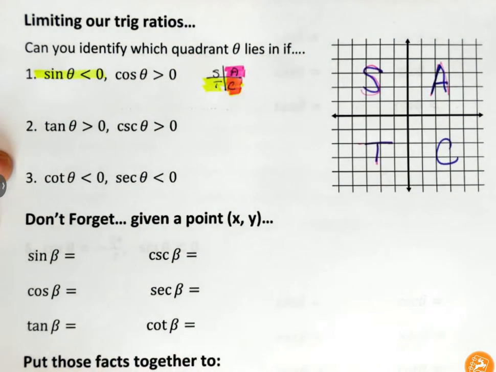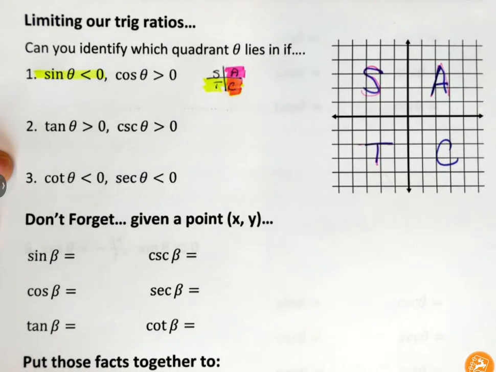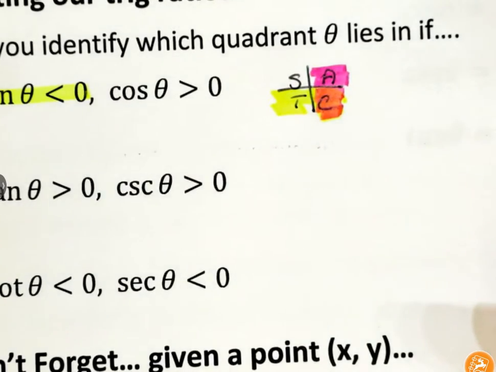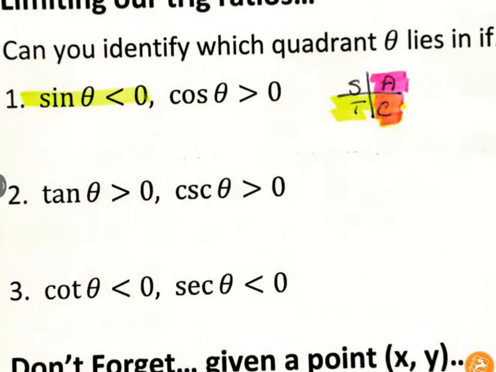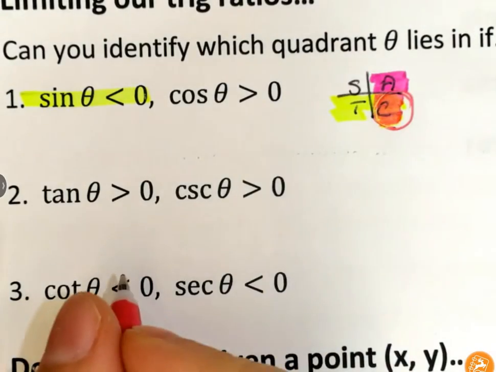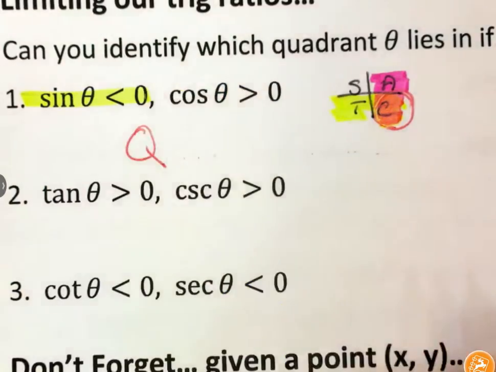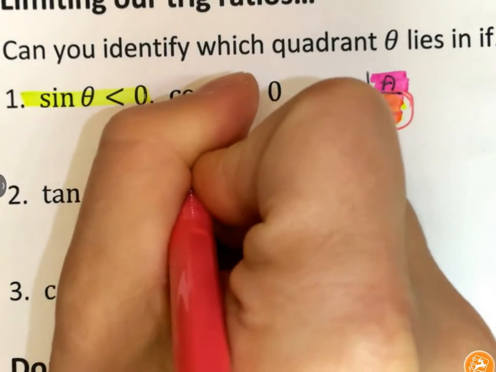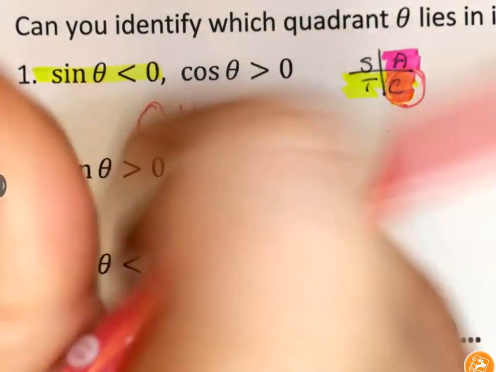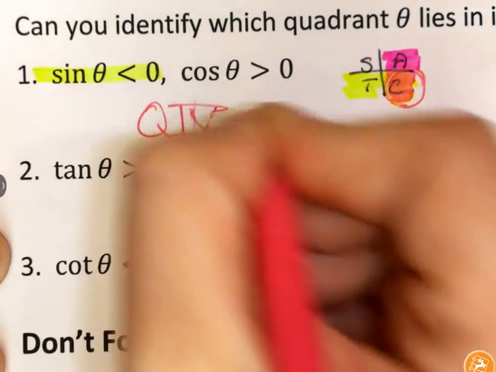Pink and yellow make orange. Can you even tell that's orange? I think it's awesome. So the overlapping one, the one that works for both of them, is right here. What quadrant is that? Be able to draw a 4 because you're special. There we go. Q4.